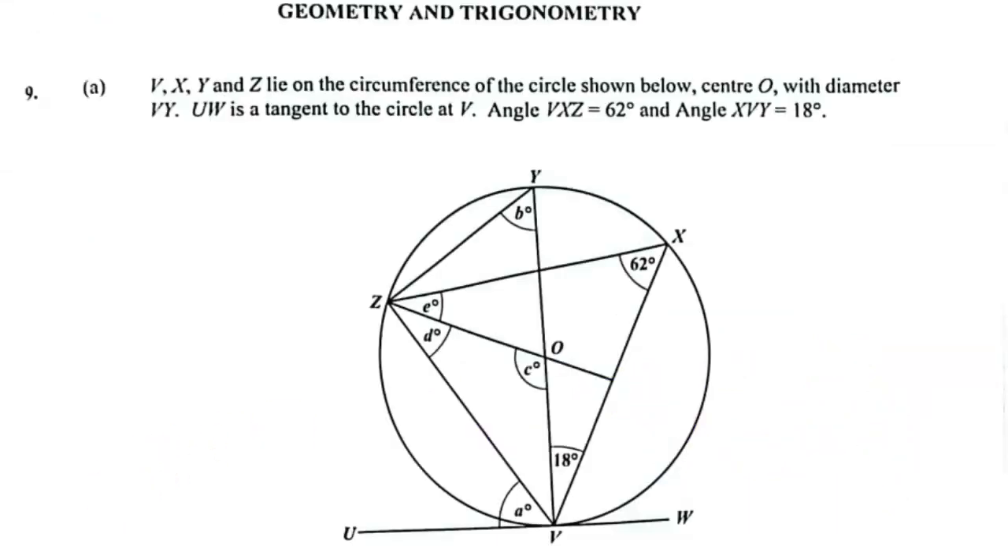So question 9, that's circle geometry, 9 part A. So we have a circle and some shapes inside. We have V, X, Y, Z, as we can see there. What else do we have? The line is the circumference, as we can see. The center is at O, and the diameter is VY. We have a tangent there at V, and we are given some angles.